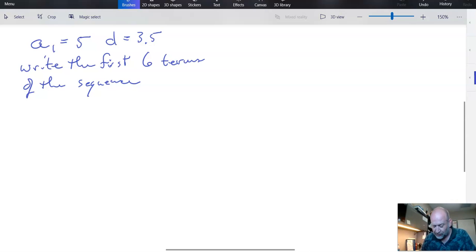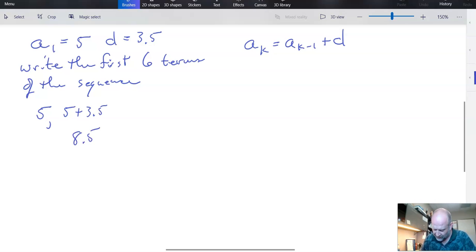Okay, well, the first term, it's given to you. That's A1. So it's 5. And then we have to figure out how to get from the first term to the second term. Well, when you have an arithmetic sequence, it's always AK is equal to AK minus 1 plus D, right? So whatever your common difference is, that's what you just keep adding. So that means the next one is 5 plus 3.5, right? So that gives me 8.5.